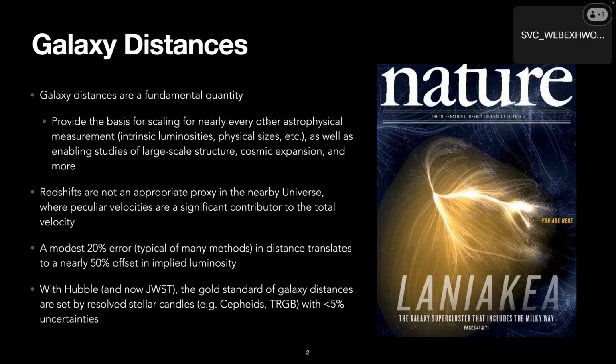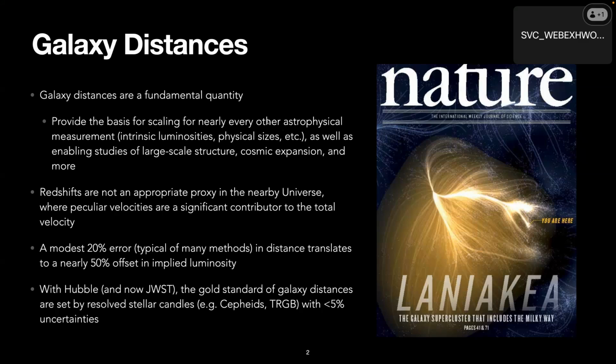In the nearby universe, within tens of megaparsecs, redshifts are not an appropriate proxy for galaxy distances because the peculiar velocities are a significant contributor. That's because galaxy-galaxy interactions will induce an additional velocity on top of the Hubble flow. And even a modest error in your galaxy distance translates to a pretty large offset in your inferred quantities.